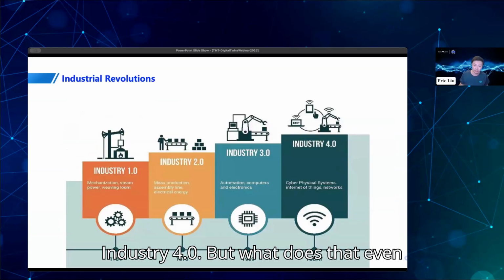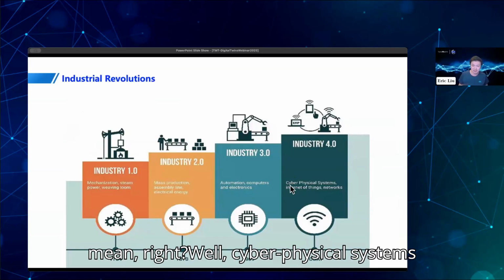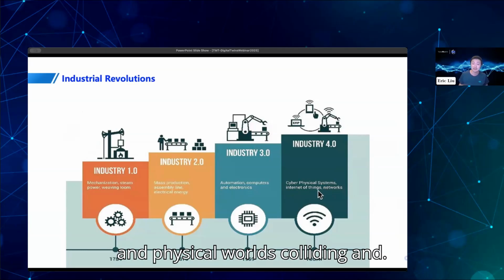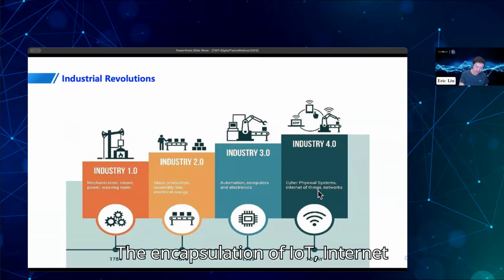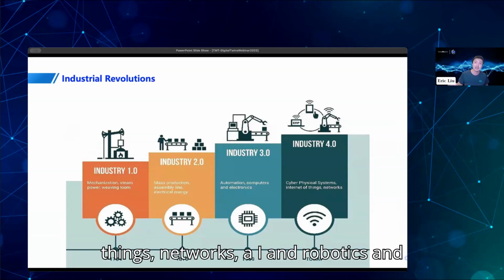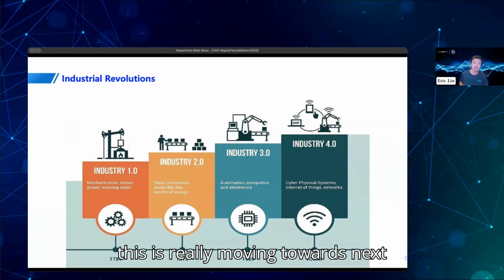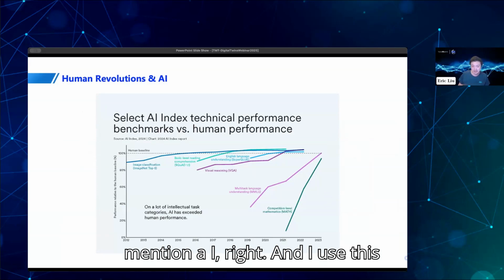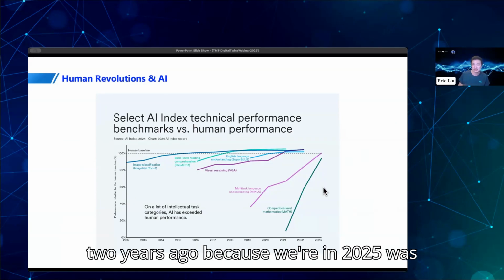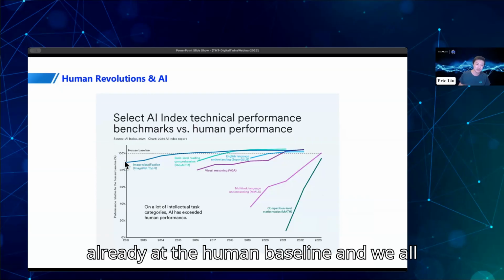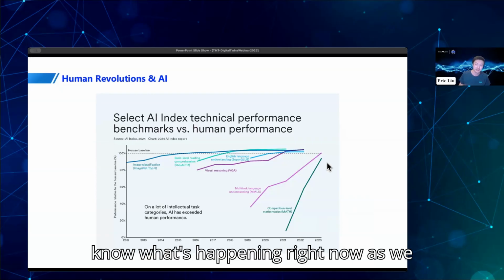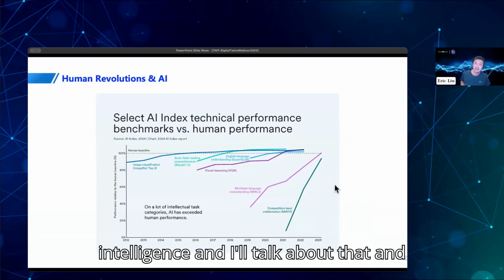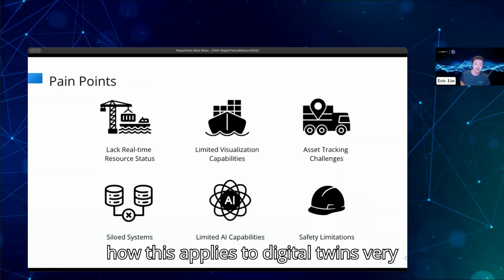Because we all heard about Industry 4.0, but what does that even mean, right? Well, cyber physical systems is essentially a digital twin, cyber and physical worlds colliding. And the encapsulation of IoT, Internet of Things, networks, AI, and robotics. And this is really moving towards next generation. And we have to mention AI, right? And I use this just to show that things, even 2 years ago, because we're in 2025, was already at the human baseline. And we all know what's happening right now as we speak. It's actually surpassing human intelligence. And I'll talk about that and how this applies to digital twins very soon.